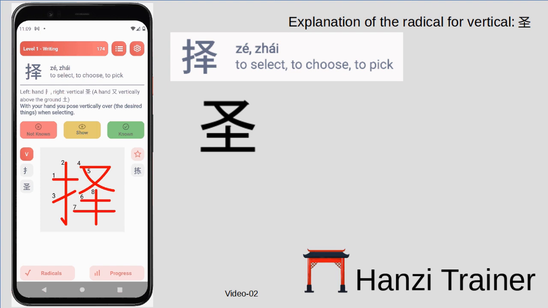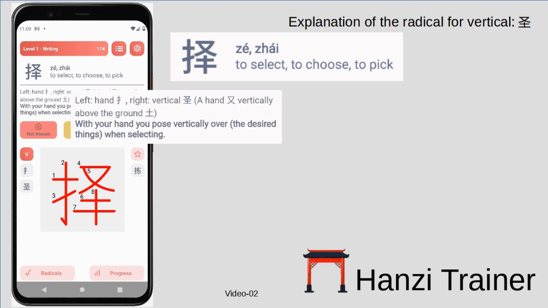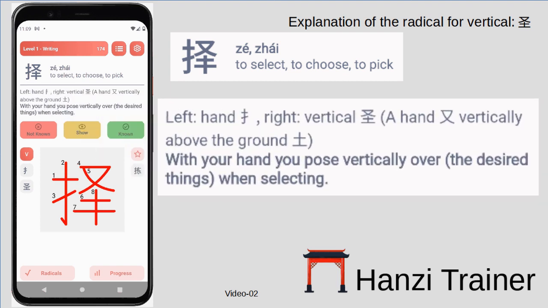Perhaps it becomes easier when you think about a hand that is reaching to the upper left and the upper corner is the thumb. Below that hand we have a variant of ground or earth. Typically, the character for earth has its vertical line only reaching until the lower horizontal line, but in this case it surpasses it. Let's come now to the combined meaning of this character, which is to select or to choose. With your hand you pose vertically over the desired goods when selecting. So hand and to be vertically above means to select.